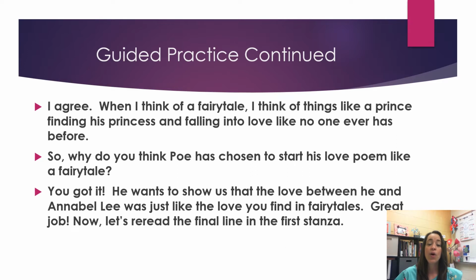I agree. When I think of a fairy tale, I think of things like a prince finding his princess and falling into love like no one ever has before. So, why do you think Poe has chosen to start his love poem like a fairy tale? You got it. He wants to show us that the love between he and Annabel Lee was just like the love you find in fairy tales. Great job. Now let's reread the final line in the first stanza.